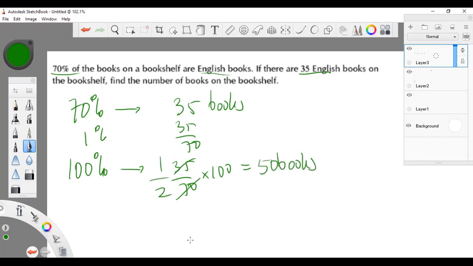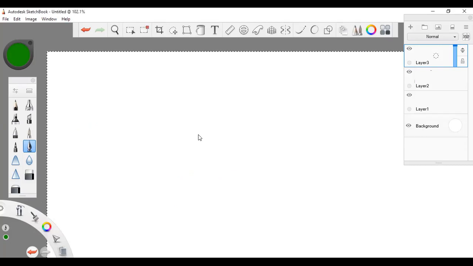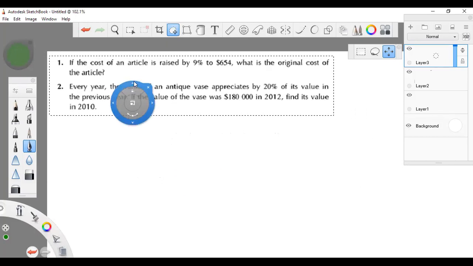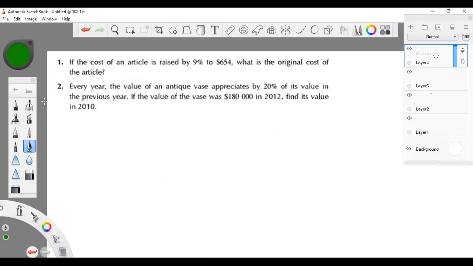Okay, fairly simple. Write it down, or you may pause and print screen. Okay, 2 more questions. Number 1. This is the repeating question, repeating formula, and you have to practice more in order to get good skill about this. So if the cost of an article is raised by 9% to 654.